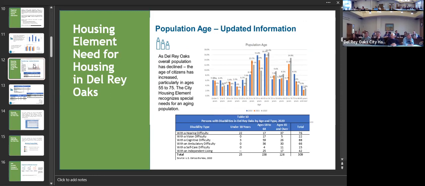We also have a high level of female heads of household. Comparatively, at least, it's changed and gone up. And so the city housing element recognizes these special needs. And there's also over a 10% population that could be considered to have some sort of disability. So those are the special needs that we consider as we develop programs and policies for the housing element.